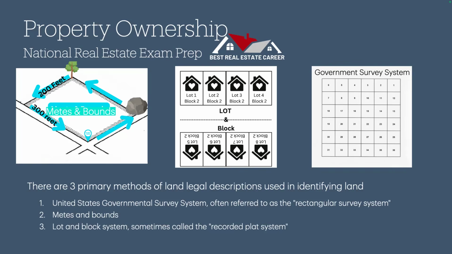Metes and bounds doesn't have another name. What I think they're going to do is list metes and bounds, recorded plat system, and maybe rectangular survey system. They'll use the name that isn't top of mind, the other name it could use, to make you trip over rectangular survey system or recorded plat system. And the answer is this: it's the street address. The street address is not a valid legal description.